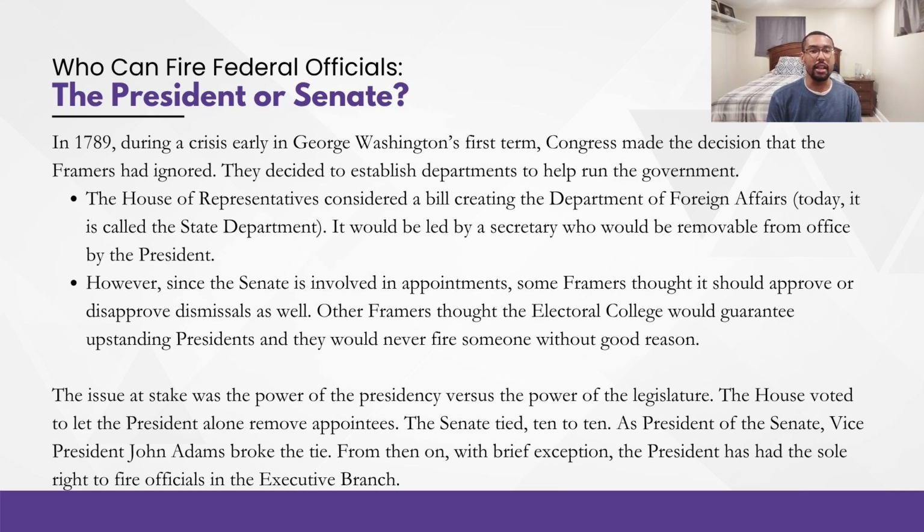The issue at stake was the power of the presidency versus the power of the legislature. The House voted to let the president alone remove appointees. The Senate tied 10-10. As president of the Senate, Vice President John Adams broke the tie. From then on, with brief exception, the president has had the sole right to fire officials in the executive branch.